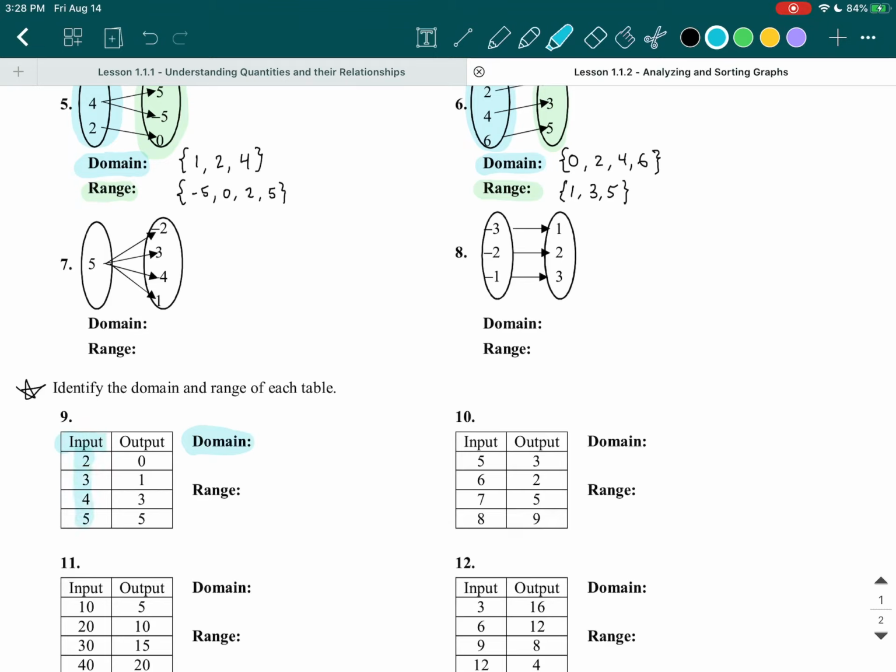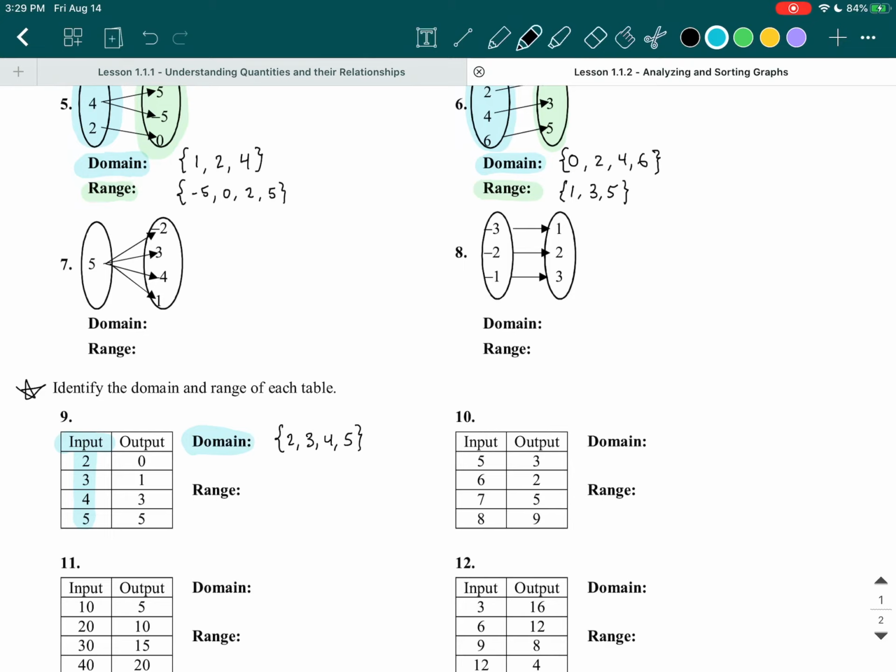Well, what are our inputs? We have 2, 3, 4, and 5. So let's write those out. Remember, we are writing it out as a set. So for the sets, you use a curly bracket and list it out from smallest to biggest. 2, 3, 4, 5, and curly bracket.